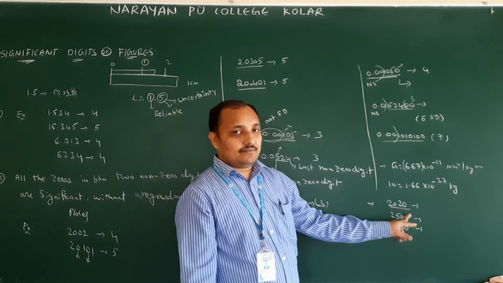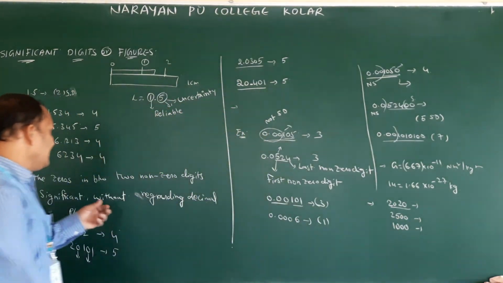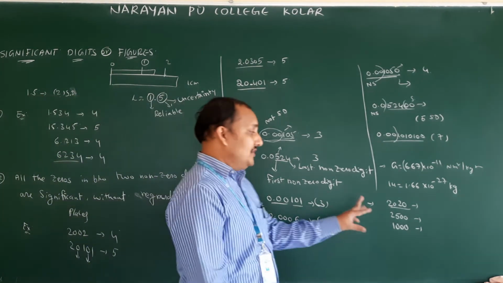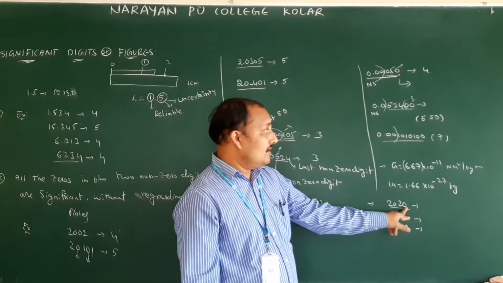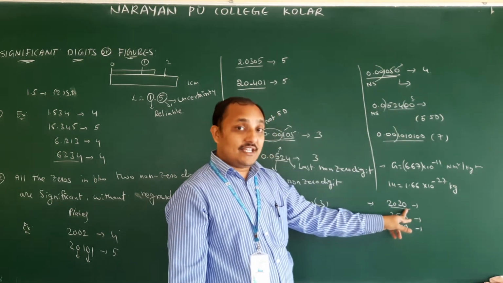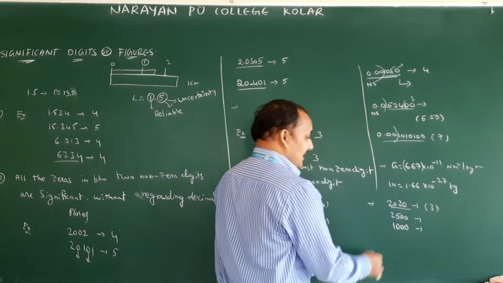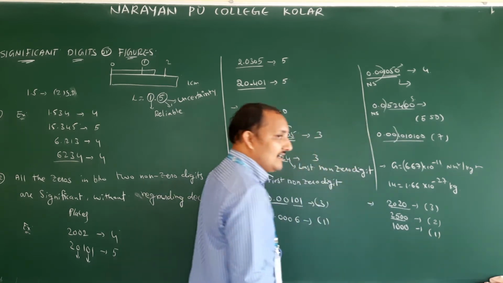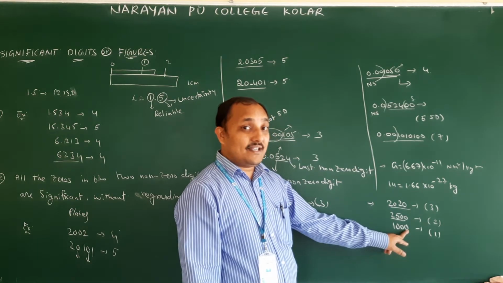In 2020, how many significant digits are there? Whenever it is a pure number, without a decimal place, and any number they give has zeros, then this 0 is not significant. A 0 after the decimal place is significant, but a 0 in a number like this is not significant. Therefore, in this how many significant digits are there? 3. In this? 2. In this? 1. Why? Because these 3 zeros will not come under significant.